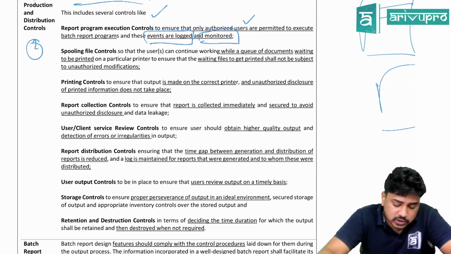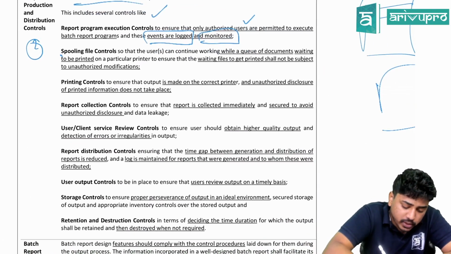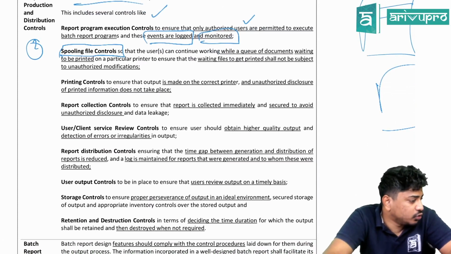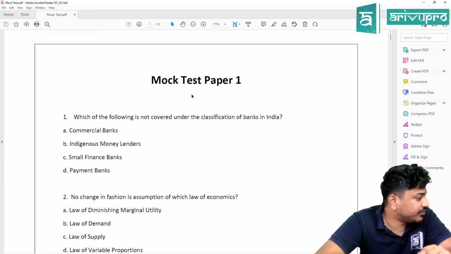Done. Spooling file controls. Let us see this with an example for you. This will take some time. I'm printing the file.